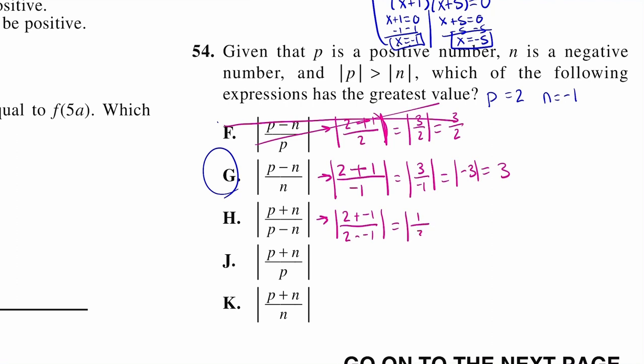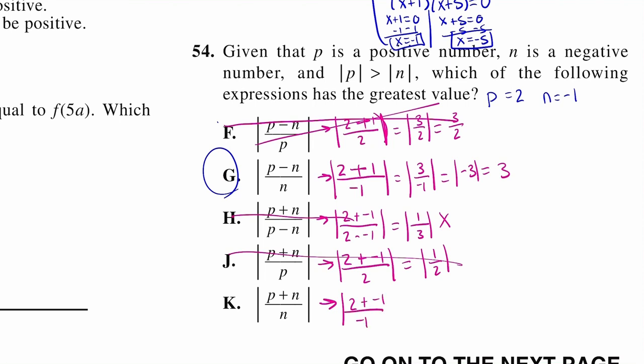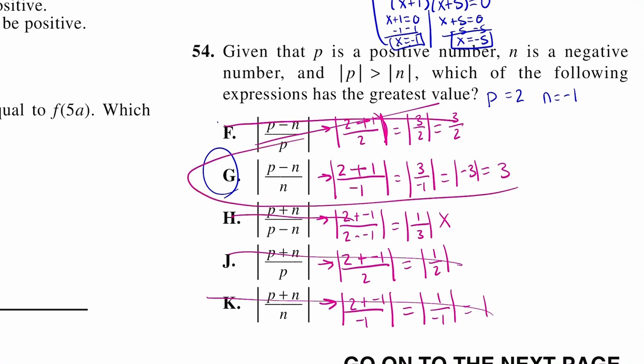1 over 3. That's not going to work because we want the greatest number. Over 2. 1 over 2. 1/2 is not greater than 3. 2 plus negative 1 over negative 1 equals what? 1 over 1, which is 1. And that is not greater than 3. So G is our winner and our answer.